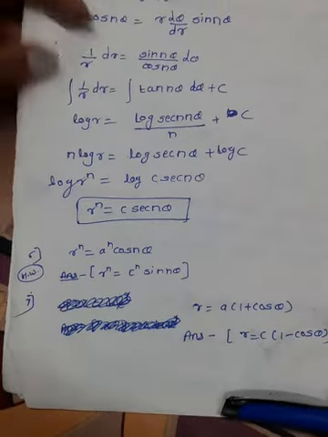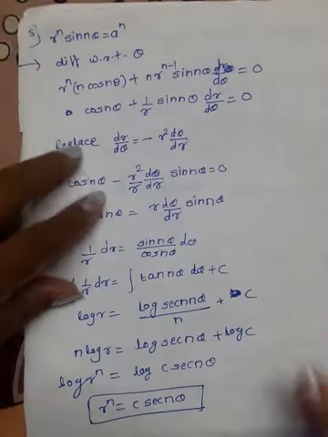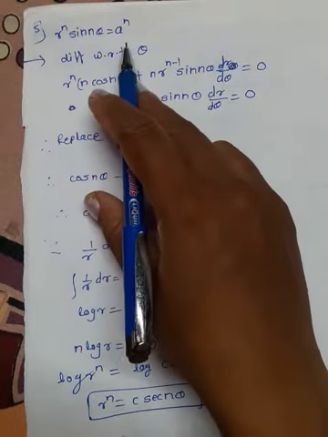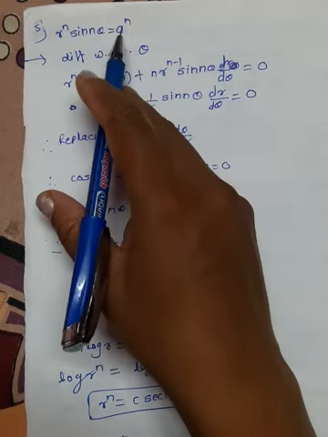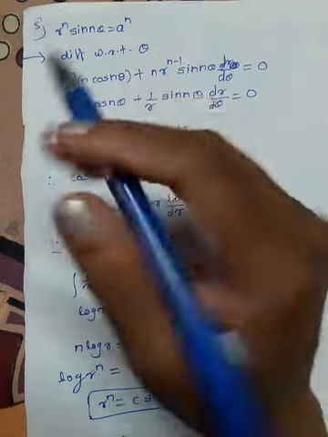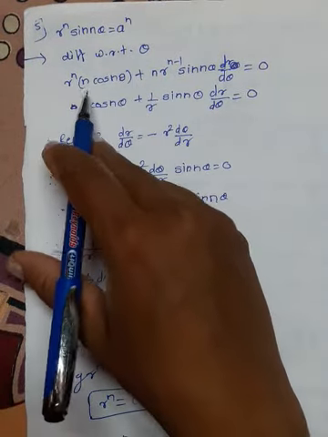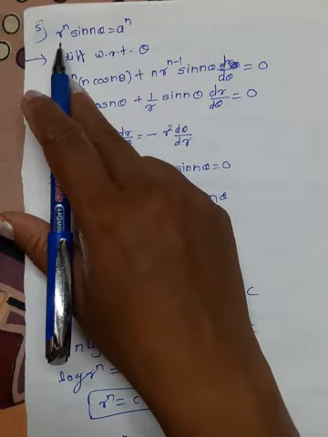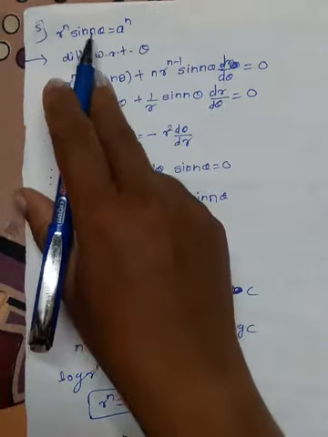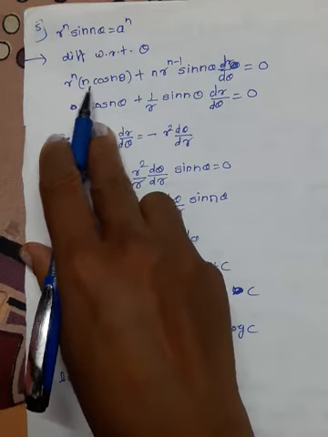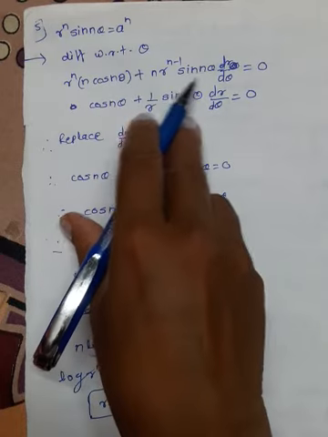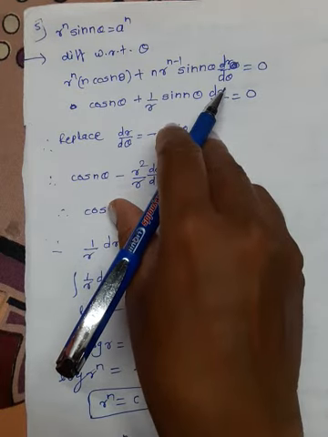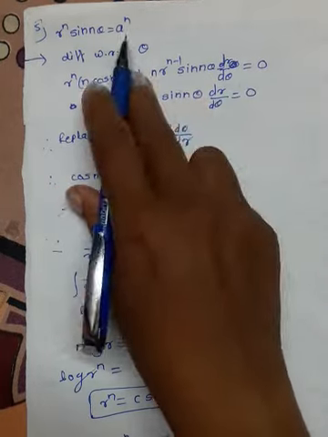Now let us see the next example. r raised to n into sine n theta is equal to a raised to n. The constant is on the RHS, that's why by differentiating with respect to theta we can easily eliminate the constant in the first step only. Now differentiate with respect to theta. We should apply the u into v rule here, because in r raised to n into sine n theta, theta is there, and in r also theta, because r is a function of theta. u into the derivative of sine n theta is n cos n theta, plus v, which is sine n theta, into the derivative of r raised to n, which is n into r raised to n minus 1 into dr by d theta, is equal to the derivative of a raised to n, which is 0 because it is constant.